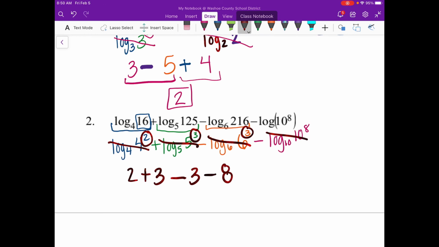And then you can just use your calculator or do it in your head. 2 plus 3 is 5. Minus 3 is 2. Minus 8 is negative 6. And that would be your final answer. And that is the end of these notes.